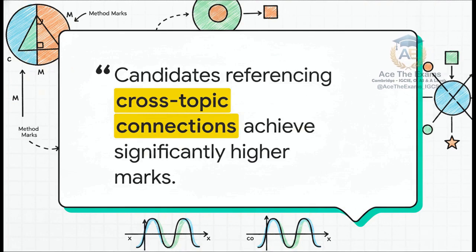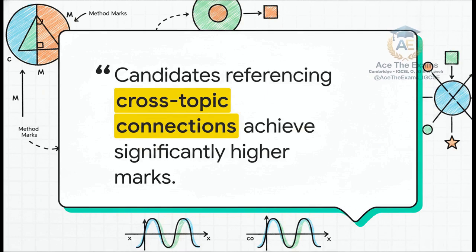According to the Cambridge Principal Examiner reports, candidates who explicitly reference cross-topic connections achieve significantly higher marks. Let's do a quick deconstruction of a liability proposal. Imagine I project a high-tariff, multi-part past paper question right now. We'll call it the market opportunity.